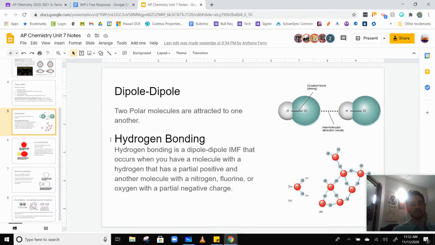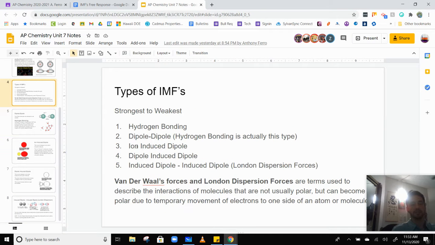So the ion-induced dipole, dipole-induced dipole, and the induced dipole. So that's the first trend. That's the first thing you look at. If those are different, then you use that to determine what the trend is. Which one has the strongest forces? Which one has the highest boiling point? Which one has the highest melting point? All that good stuff.